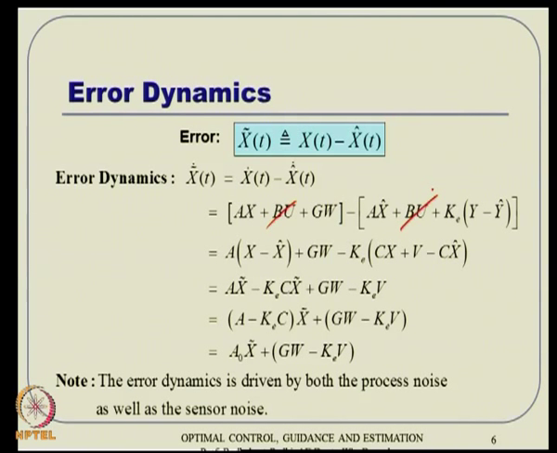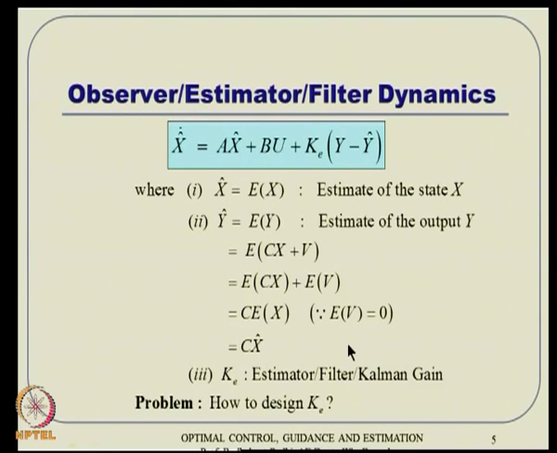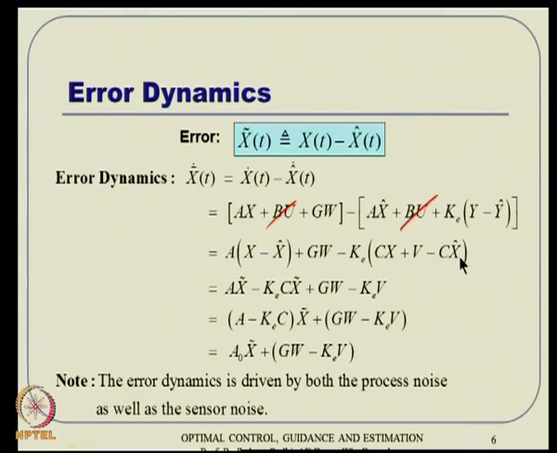Then you get minus K e times y, which is c x plus v, minus y hat, which is nothing but c x hat. We just derived that. So this term is nothing but x tilde, so this is A times x tilde here, and then minus K e times this term, let us say this is G w minus K e v here.